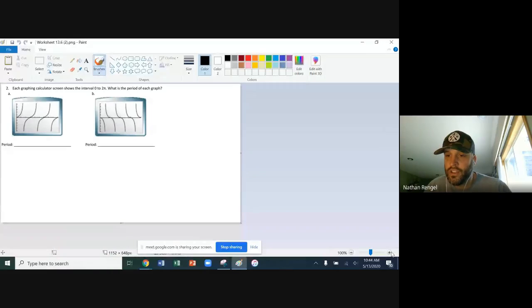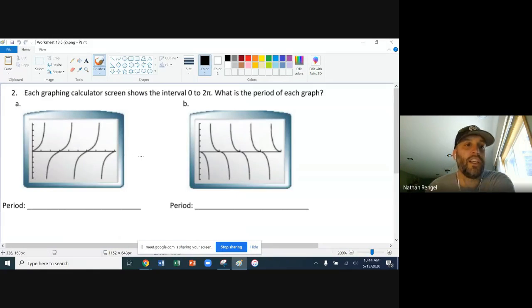We're going to start to look at the graph of a tangent function and then start to find the period based on the number of cycles, and then looking at our window of our graph to figure out how many cycles we're dealing with in a certain interval. So each graphing calculator screen shows the interval from 0 to 2 pi.